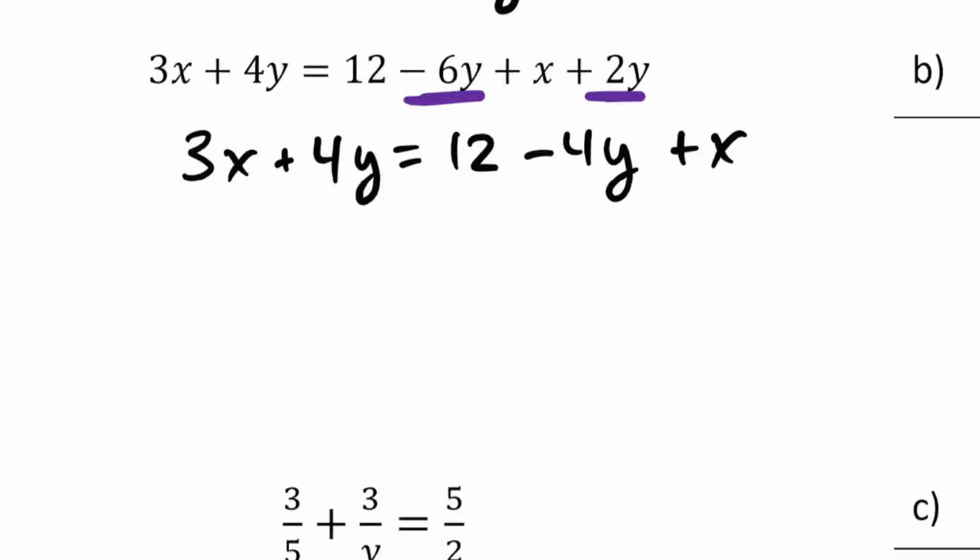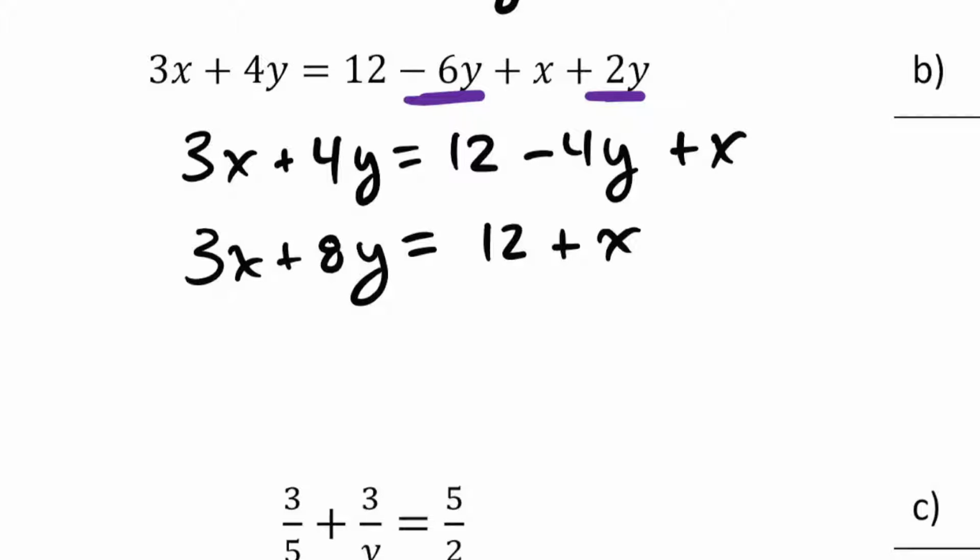Okay, so let's get our y's together again. So I'm going to add 4y to both sides, right? So when I add 4y to the right-hand side, that's just going to become 12 plus x. I can see that, right? Because I had a negative 4y plus 4y is 0. That's why that's gone. On the other side, adding 4y, I get 3x plus 8y. If I take away 3x from both sides now, I have 8y equals 12.